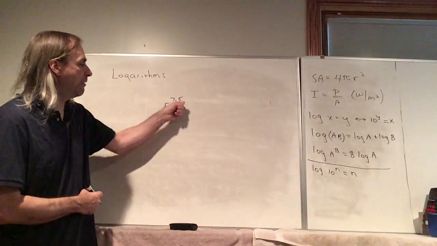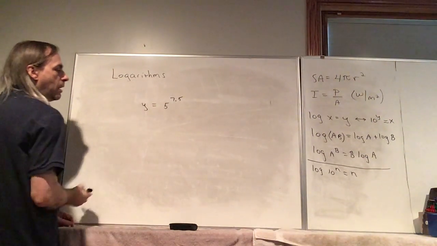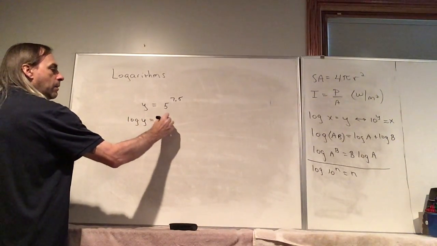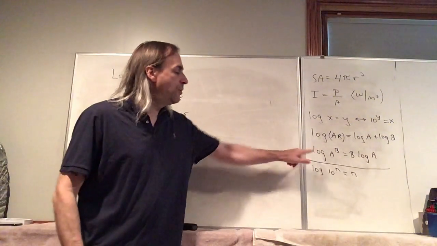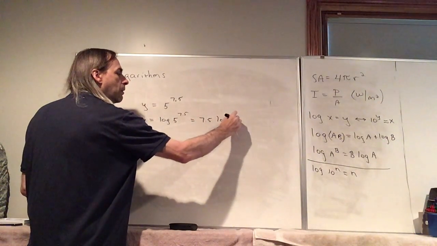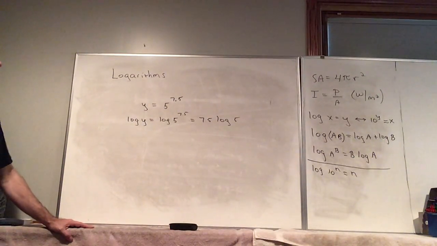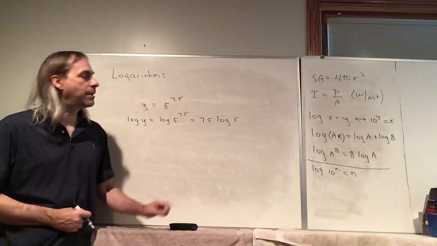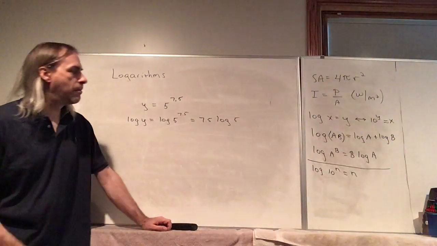If you have something like this, let's say we don't know what this is, so let's call it y. If we take the logarithm of both sides, we can say that the logarithm of y is the logarithm of 5 to the 7.5 power. Using this property, that's 7.5 times the logarithm of 5, and now that's something we can calculate. You couldn't do this just by looking at an exponent as repeated multiplication because of that 0.5. But now, provided we can find out what the logarithm of 5 is.